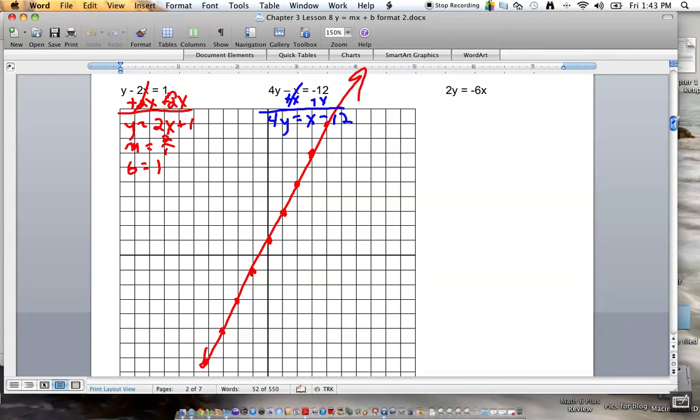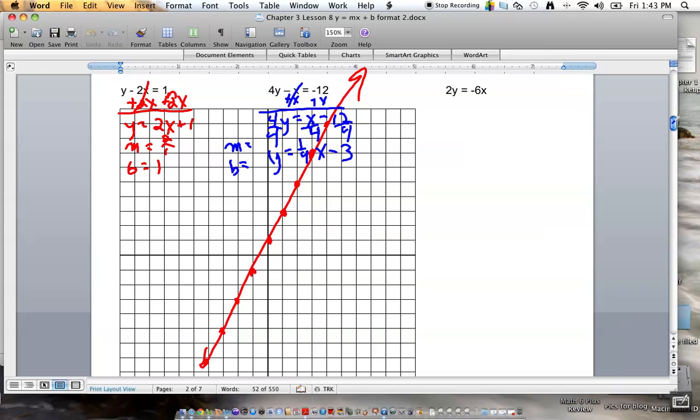That's the first step. But does it yet say y equals? No, what does it say? 4y equals. So 4y means 4 times y. And just like adding x is the opposite of subtracting x, here, the opposite of multiplying by 4 is dividing by 4. So I get y equals 1/4 x minus 3, because 12 divided by 4 is 3.